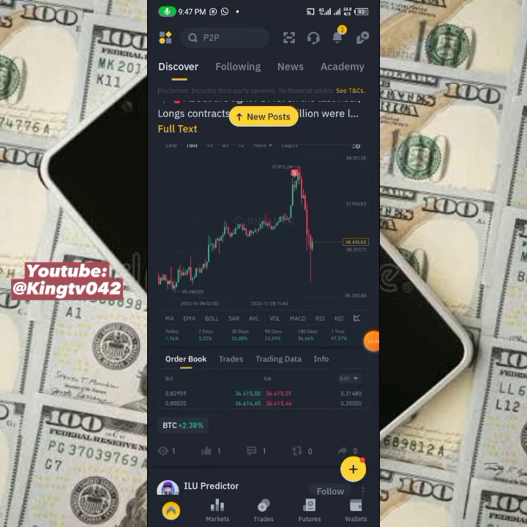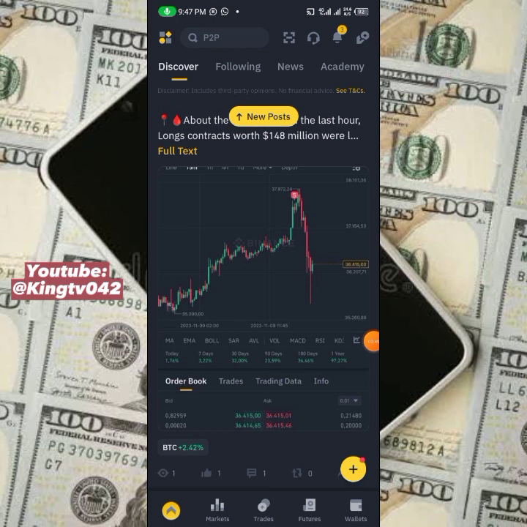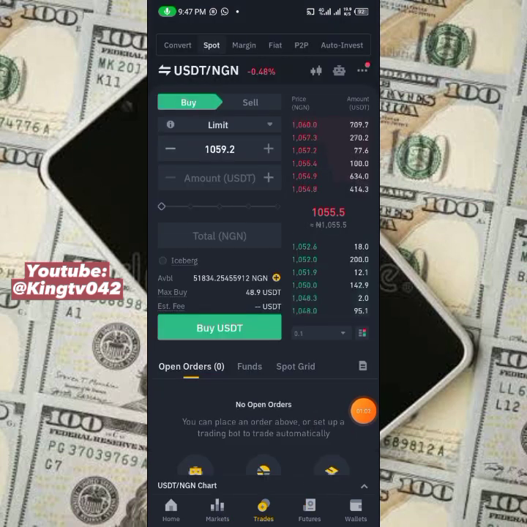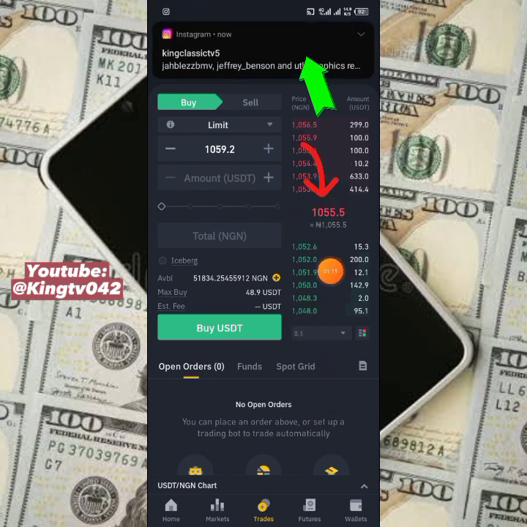Now, like I earlier told you, before you execute any trade on Binance, you must compare the two market prices. First, you click down here, you click on trade. Before you initiate any trading, compare the two market prices so that you won't be at a loss. Now, what are the market prices? The market price is the current market price and the P2P.